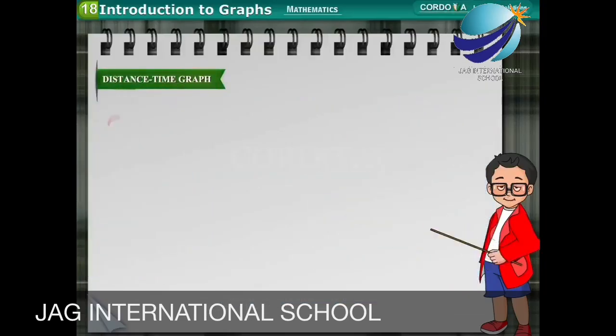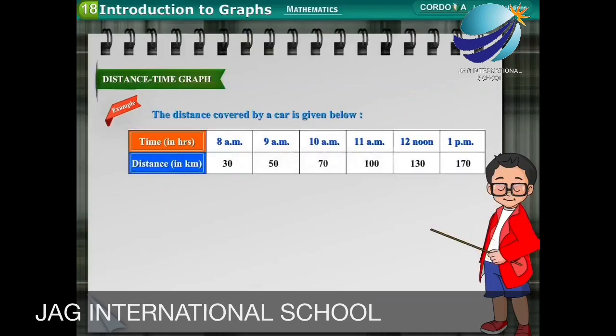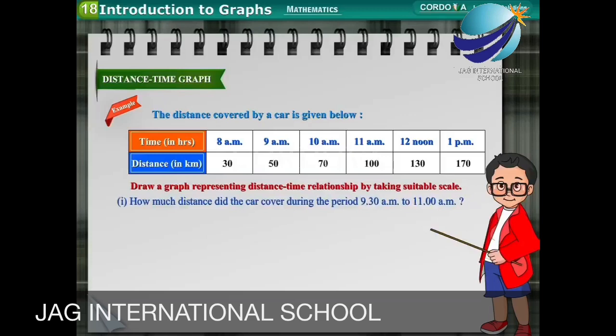Distance time graph. Example: the distance covered by a car is given below. Time in hours: 8 a.m., 9 a.m., 10 a.m., 11 a.m., 12 noon, 1 p.m. Distance in kilometers: 30, 50, 70, 100, 130, 170. Draw a graph representing distance-time relationship by taking suitable scale. 1. How much distance did the car cover during the period 9:30 a.m. to 11 a.m.? 2. What was the time when the car had covered a distance of 150 km since its start?